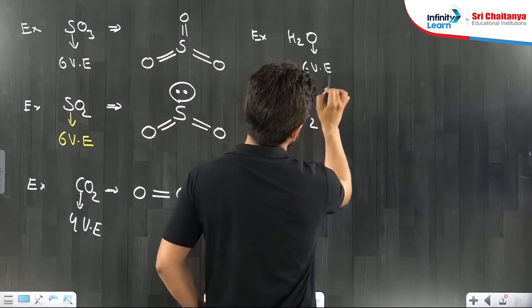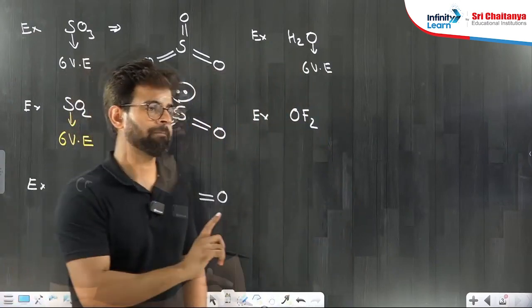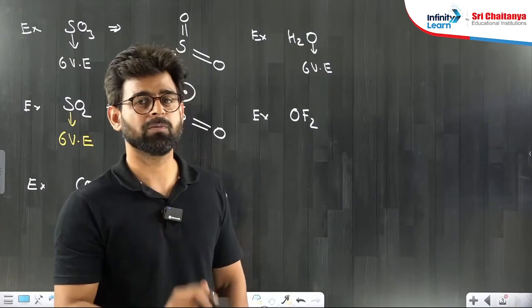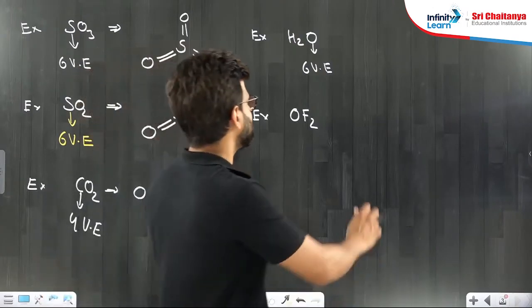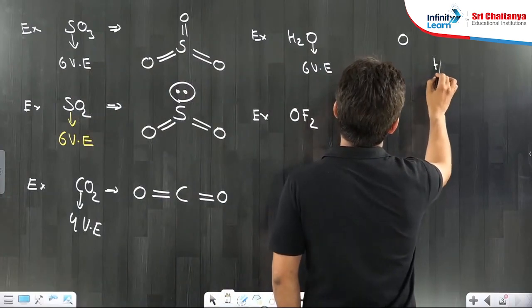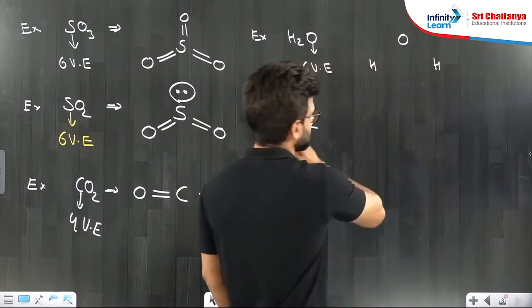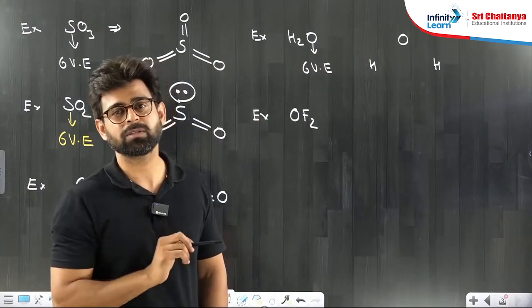6 valence electrons. Oxygen has 6 valence electrons. So please tell me, in H2O we will have how many lone pairs? Go by this method. In H2O, O we are having here, H we are having here. So 6 valence electrons are there, and we know hydrogen will make how many bonds?